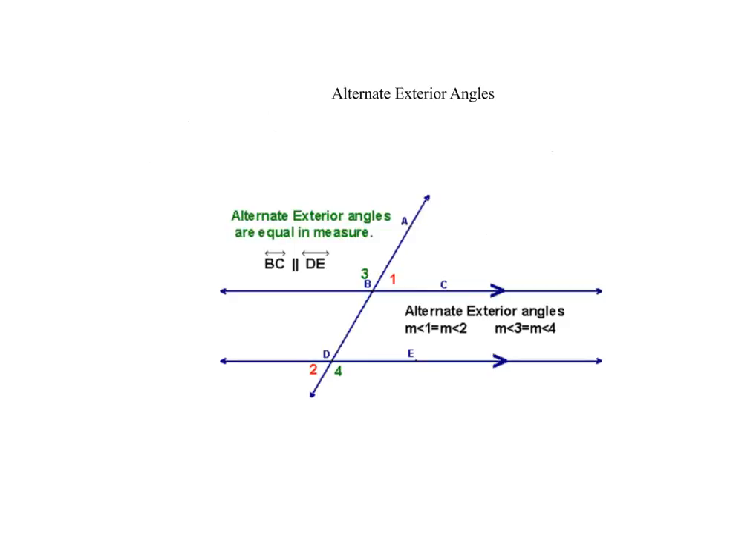My alternate exterior angle theorem is exactly the same, but now we're talking about the exterior of the parallel lines. So angle 3 and angle 4 are both on alternate sides of this transversal, and they're also on the exterior of the parallel lines. So angle 3 and 4 would be equal. And I can say the same thing about angles 1 and 2. They're on alternate sides of this transversal. They're both on the exterior, so I can say that the measure of angle 1 and the measure of angle 2 are equal as well.